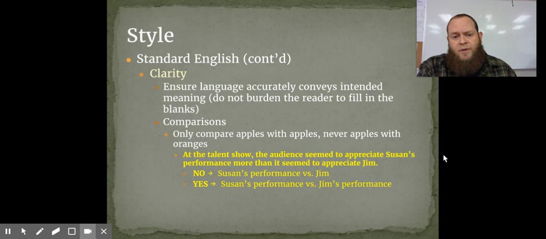Now, clarity. The biggest part of this, what I'm focusing on, is comparisons. At the talent show, the audience seemed to appreciate Susan's performance more than it seemed to appreciate Jim. What we're comparing there is Susan's performance to Jim the person. So what we'd want to say is, at the talent show, the audience seemed to appreciate Susan's performance more than it seemed to appreciate Jim's performance. Let's make sure that we compare apples to apples and oranges to oranges.